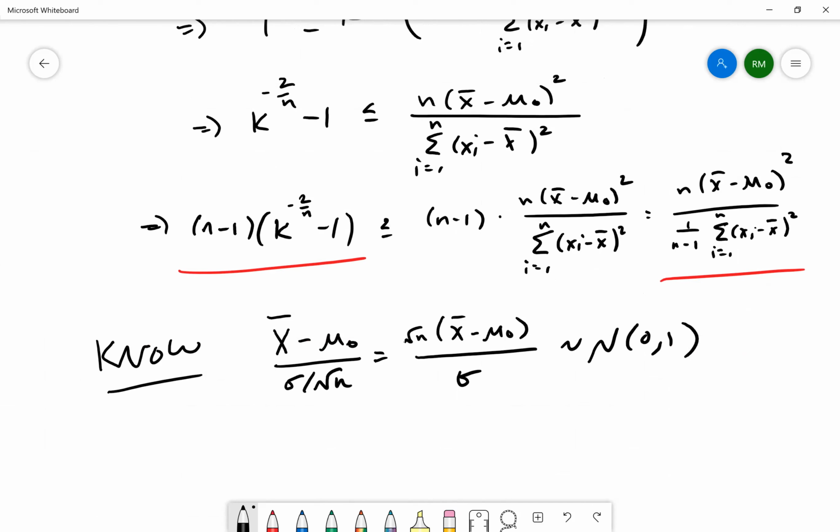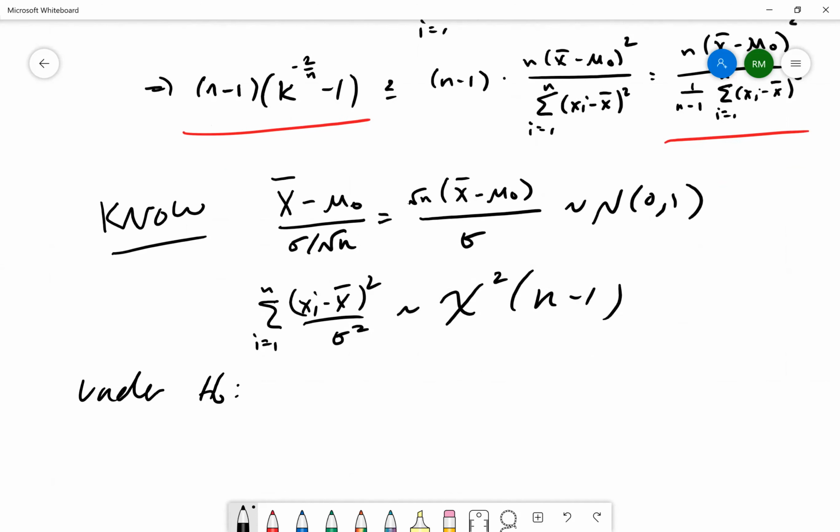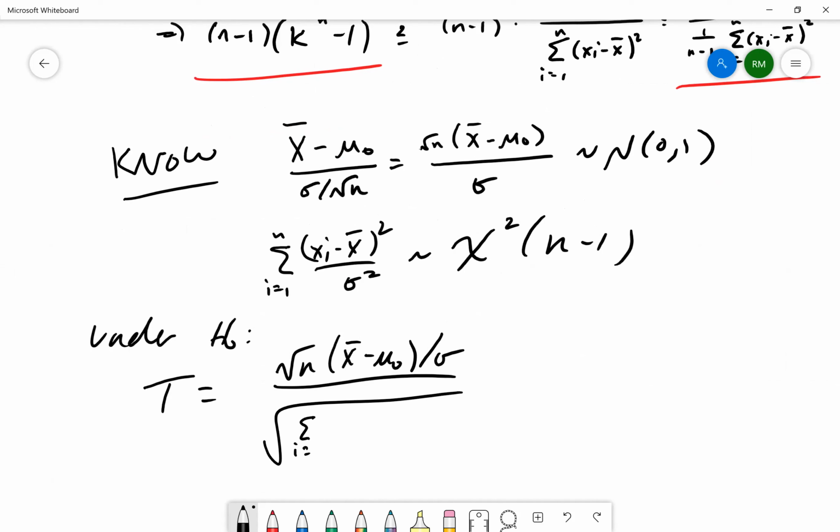We also know that this expression, this comes from chapter 5, is actually a chi-square variable with n minus 1 degrees of freedom. So under the assumptions of our null hypothesis, what this is telling us is that the t variable, which has this expression, if I simplify it, looks like this. The sigmas are going to cancel out.